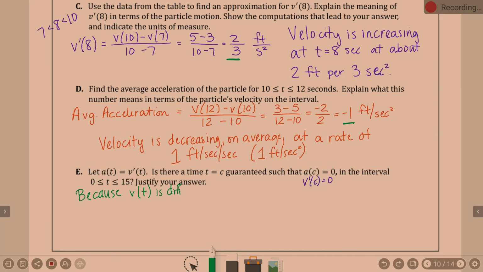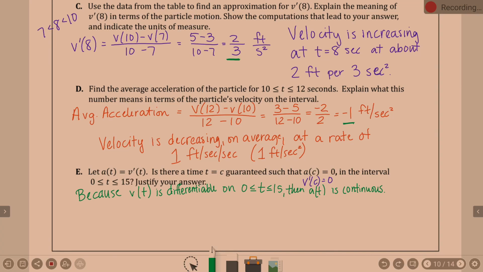So because V of t is differentiable on 0 to 15, then we know that acceleration is continuous. And I mentioned acceleration is continuous because that's what we're talking about here, right? It's asking about does acceleration equal 0?